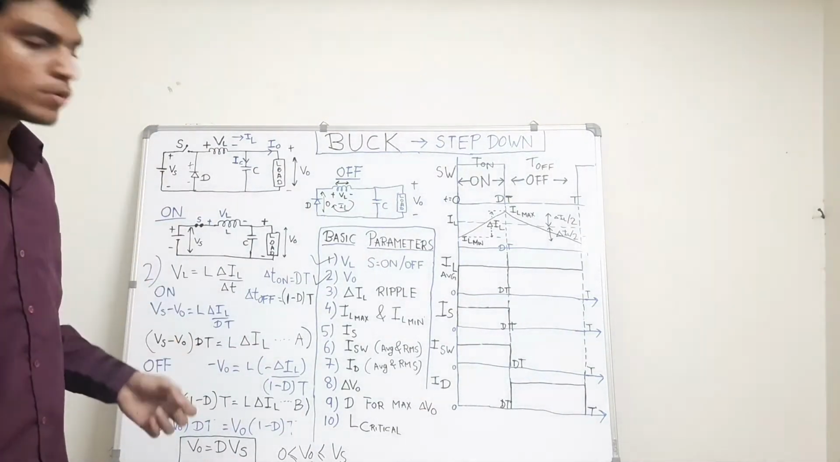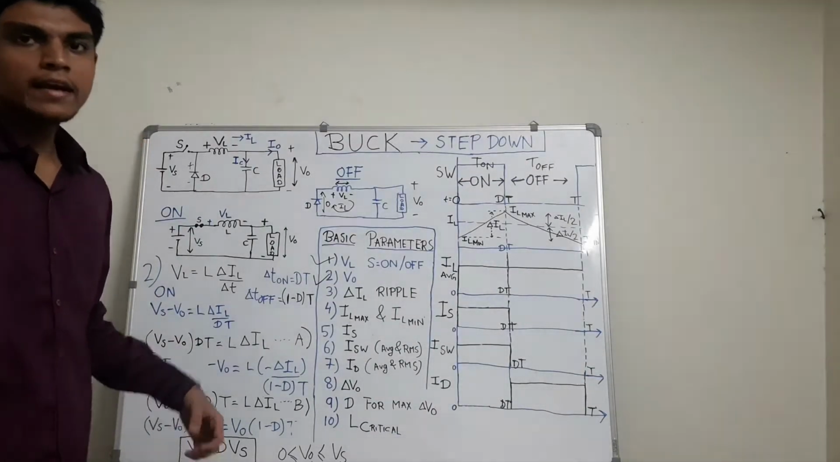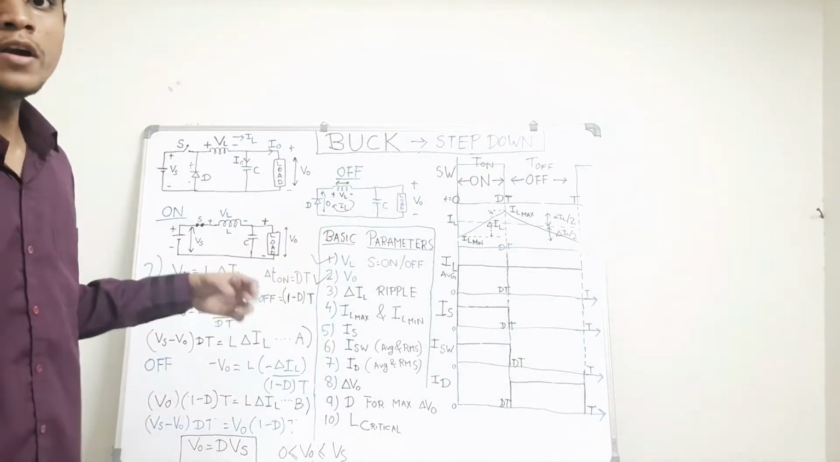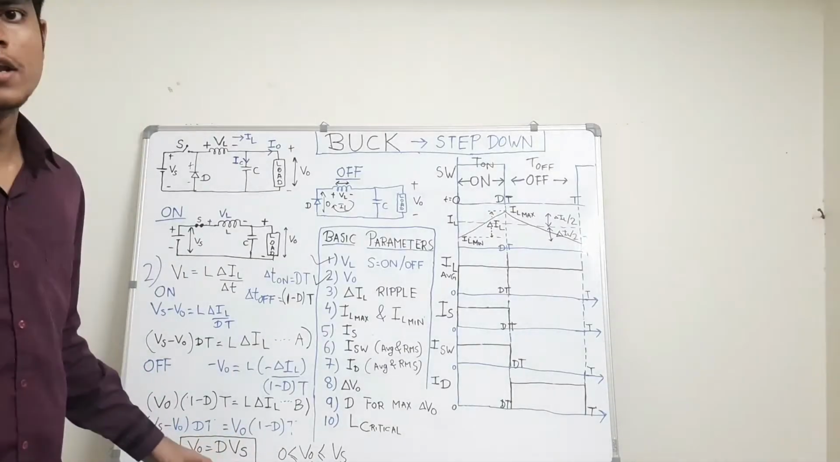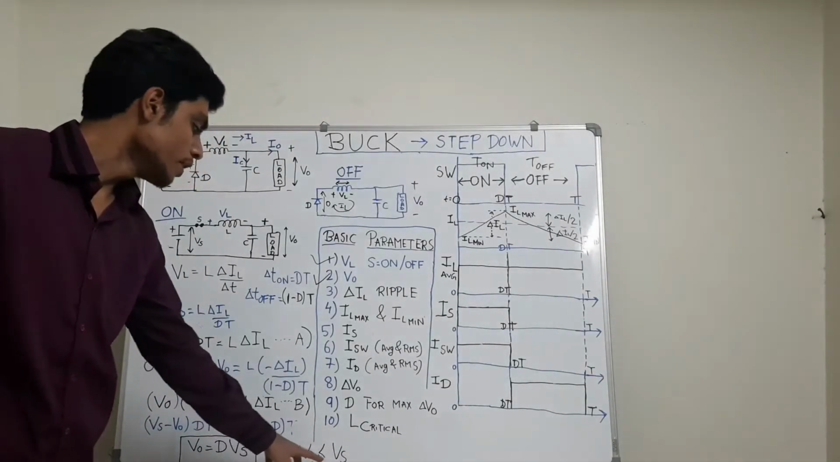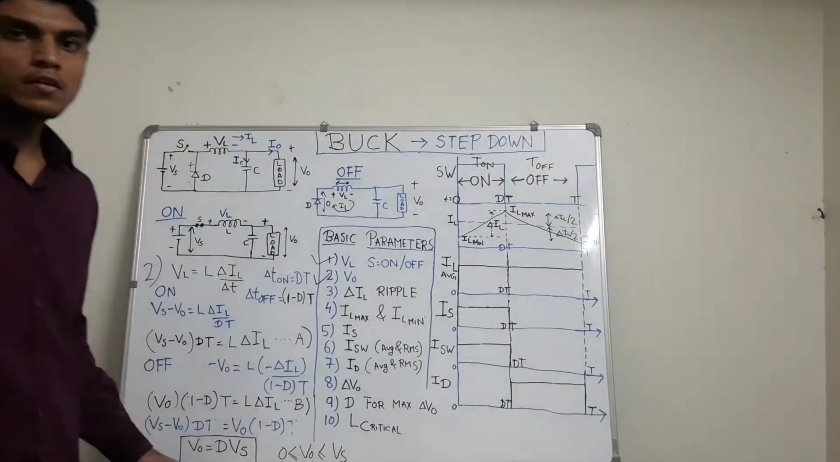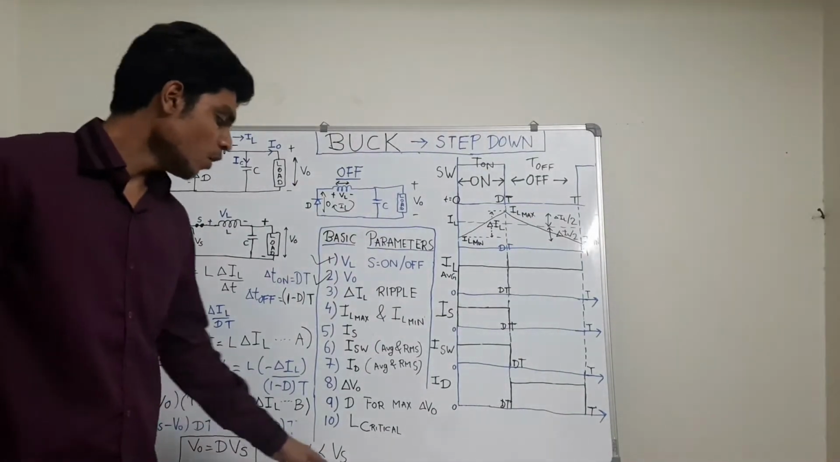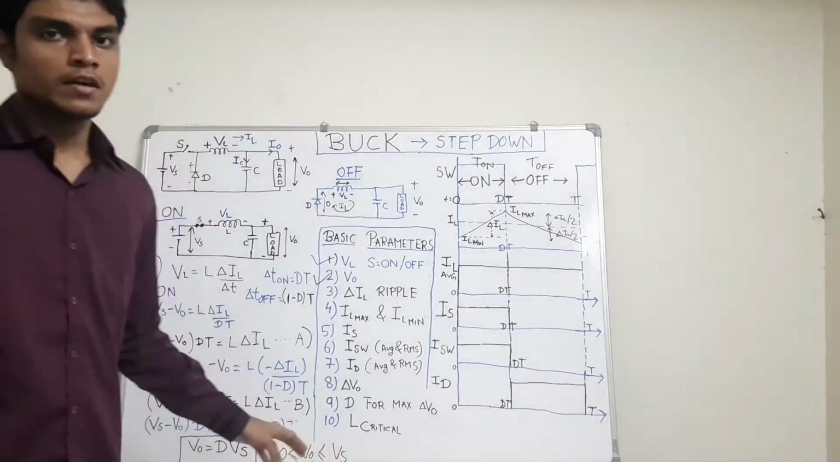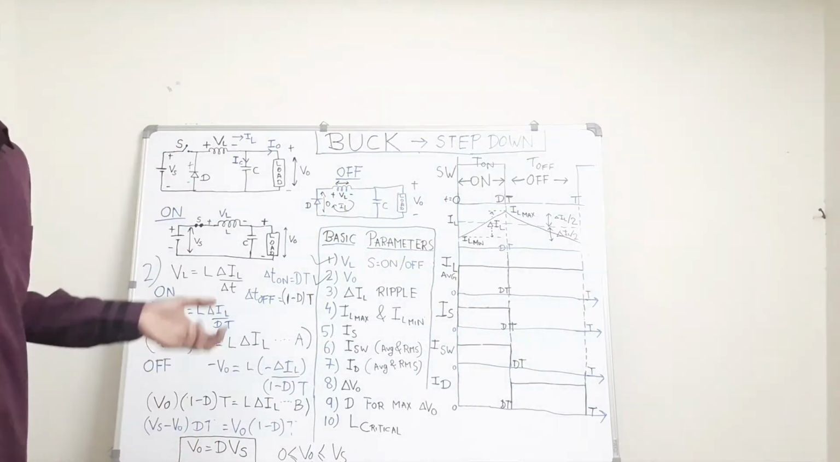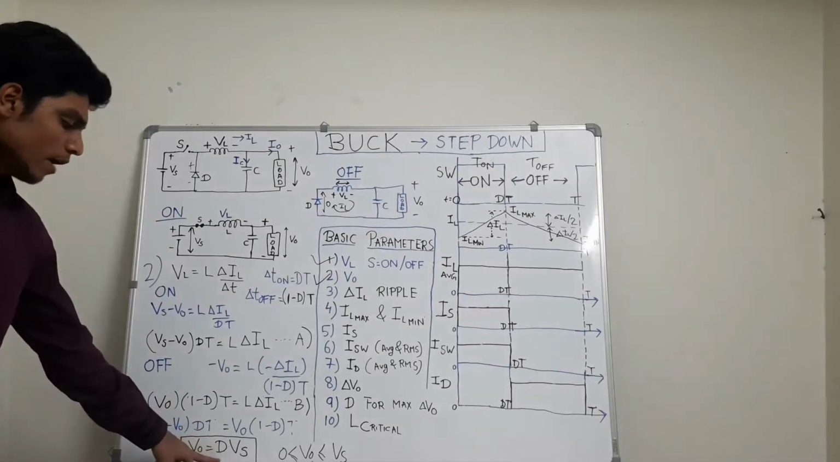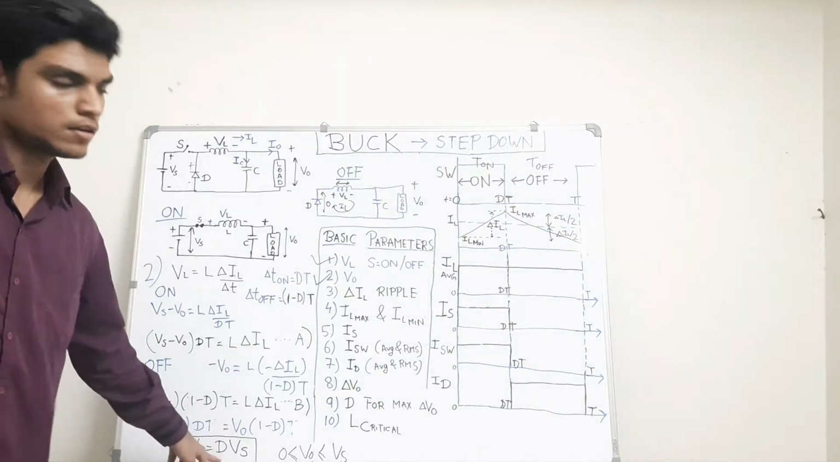Vs is the source voltage, and d, that is the duty ratio, T on divided by total time period, will lie between 0 to 1. Hence the output voltage will always be lying between 0 to Vs. It can never be greater than Vs or source voltage, as the maximum value possible of d is 1.